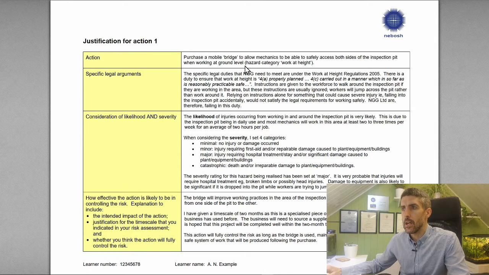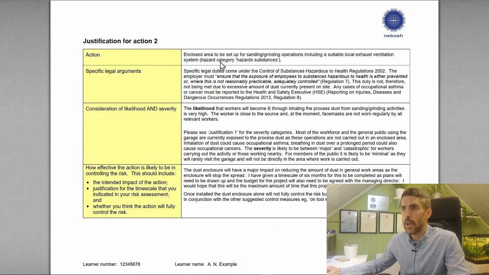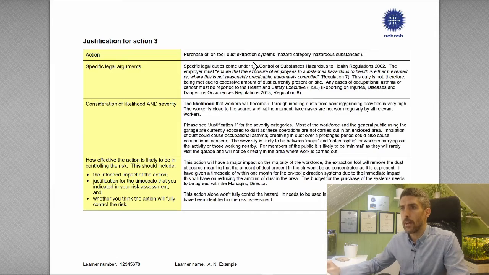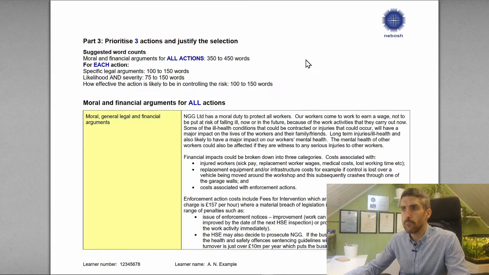And what they've done here is on the example, they've also in brackets put what the hazard category is. Do the same for the next one. Enclosed area to be set up for sanding, grinding operations, including suitable local exhaust ventilation. Hazard category, hazardous substances. And there were 2 actions that were chosen from this one, the other one being purchase of on-tool dust extraction systems.